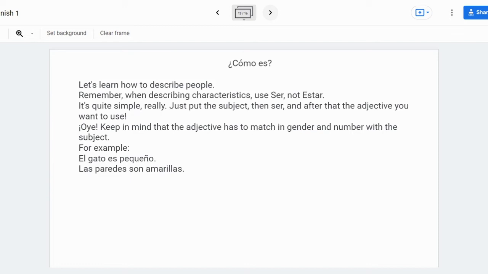Let's look at two different examples. The first example, el gato es pequeño, which means the cat is small.